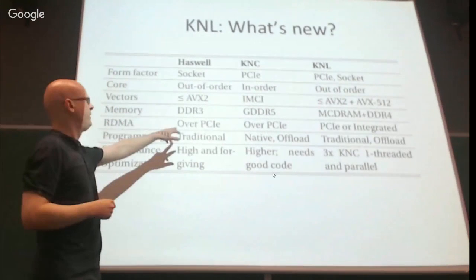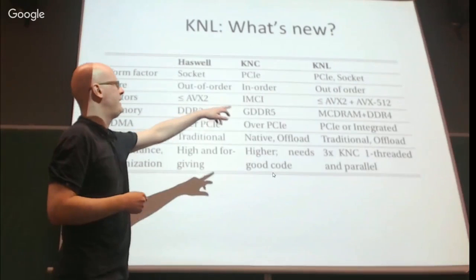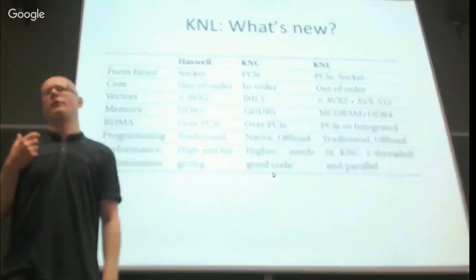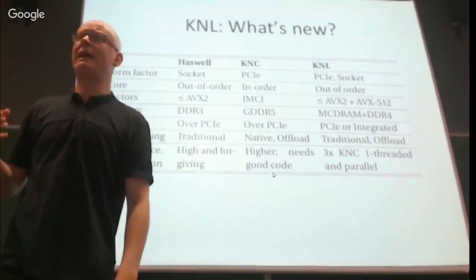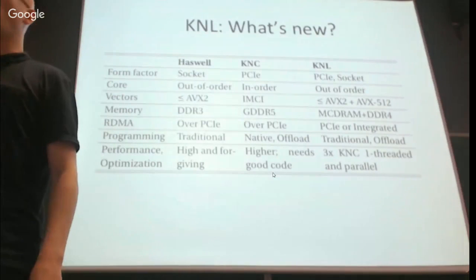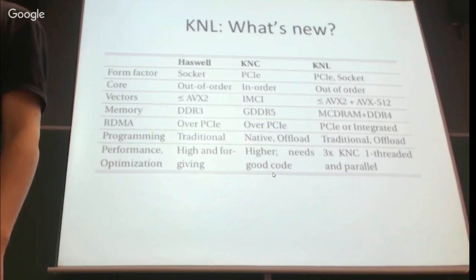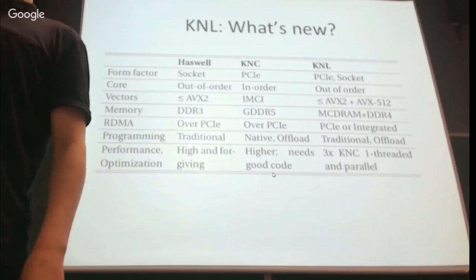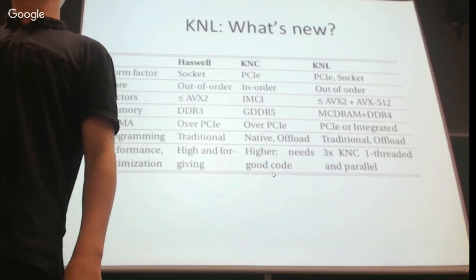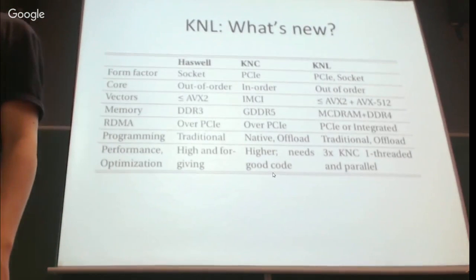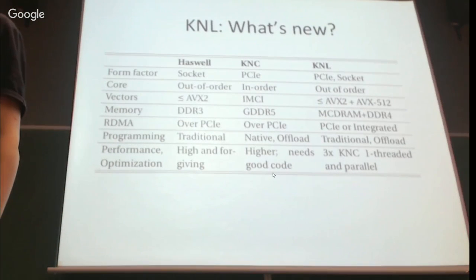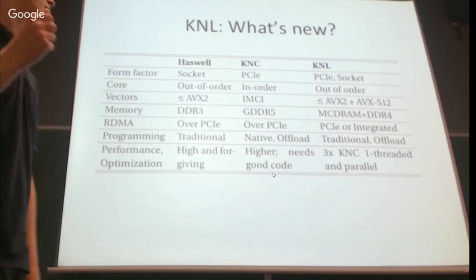RDMA over PCIe: on KNL, the network is integrated. So there will be integrated network chips on the KNL package soon enough, okay, and that'll be OmniPath that you'll see on KNL. So you're talking about low latency, high bandwidth interconnect fabrics for KNL as well, okay?